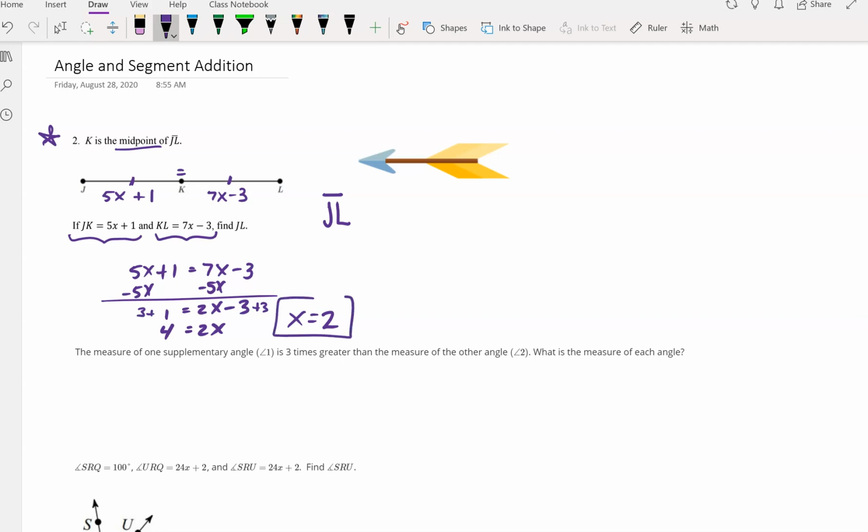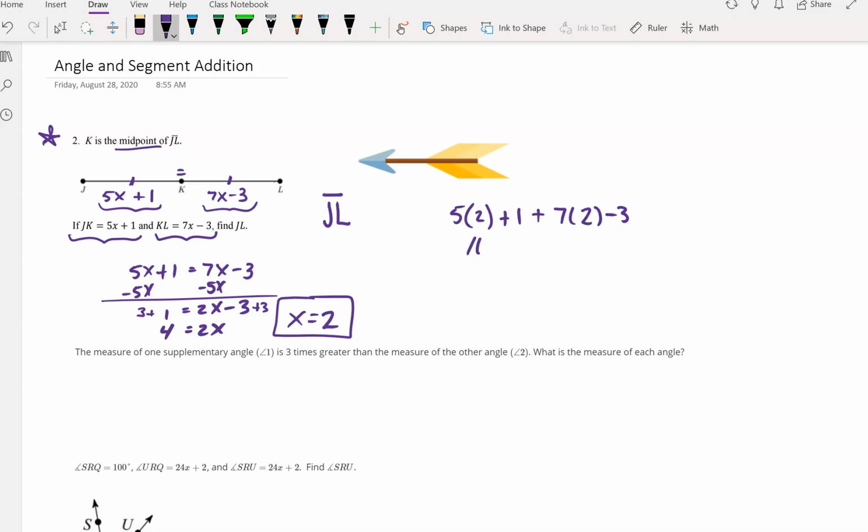Okay. So x equals 2 is not the answer to my question. It helps us to answer the question, but it's not all we need to know. We want to find the length from J to L. So we can take that x equals 2 and we can actually plug it back in everywhere we see an x in these two equations, right here and right here, and we'll go ahead and change that to 2 as well.